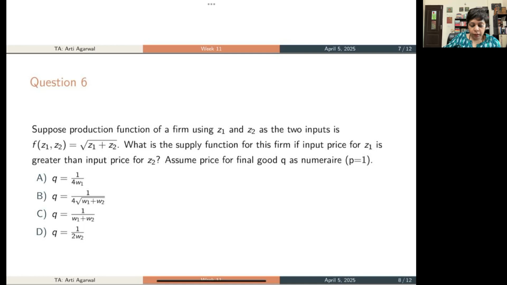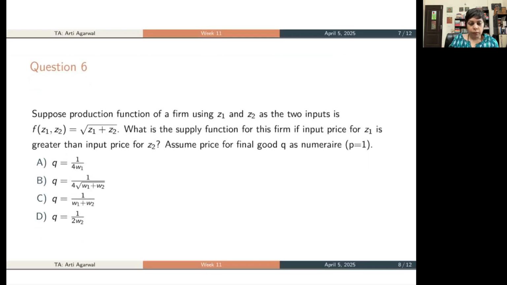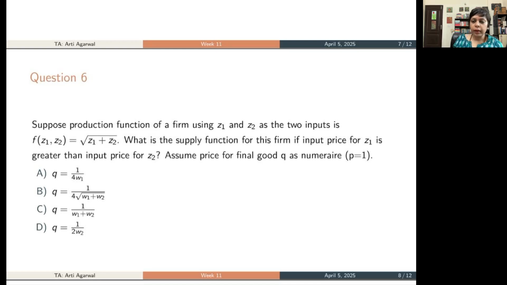Okay, so I will solve question 6 now, and if there is more time, I'll do question 7. Otherwise, we'll do question 6 and we will end today's class. And the rest of it we'll cover on Friday.